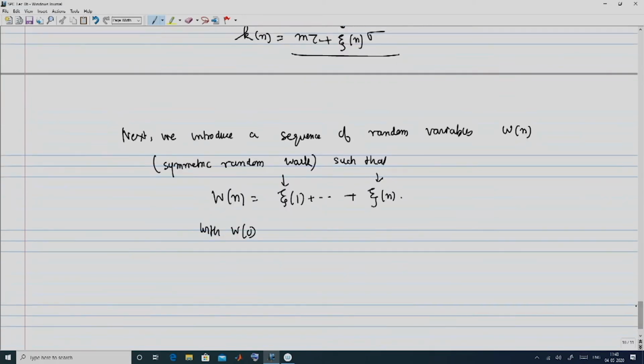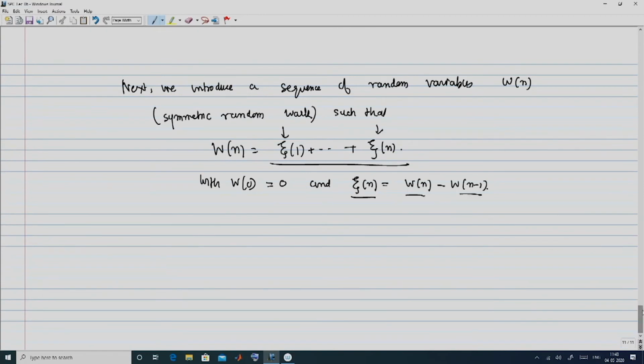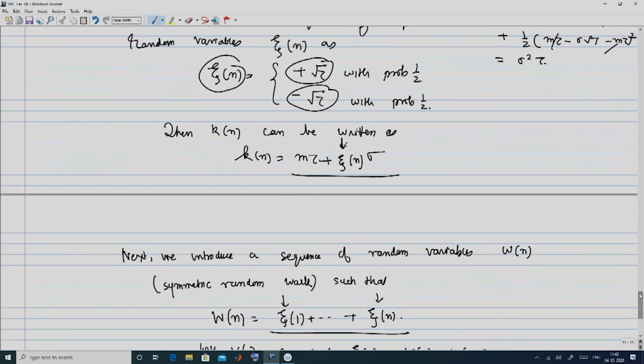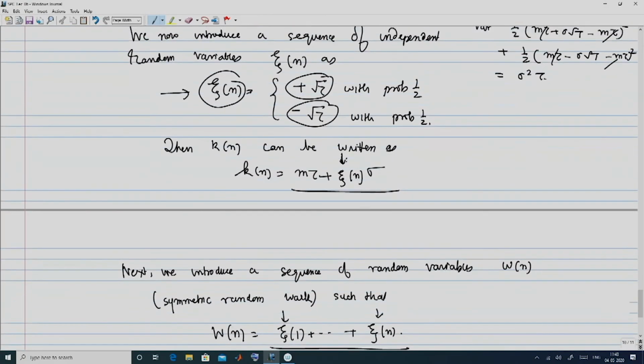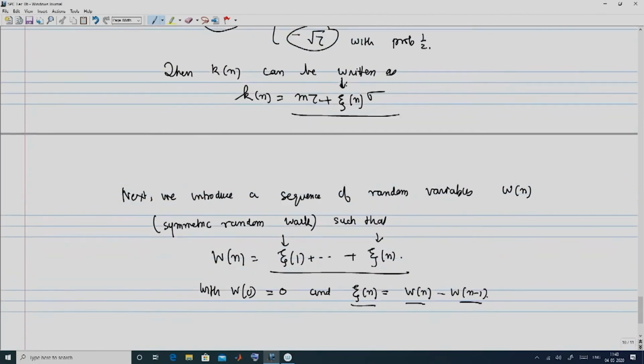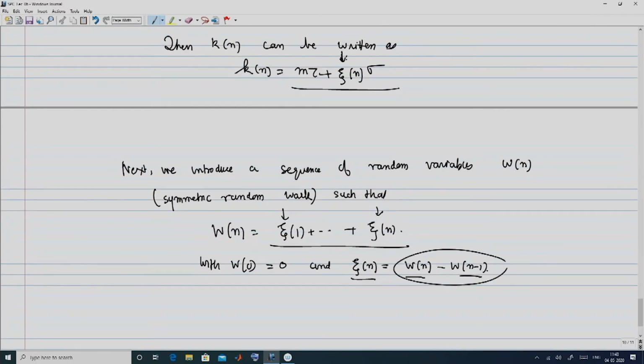So, here W0 is going to be 0 and xi of n, I can write this as W of n, which is the sum of xi's up to n, minus W n minus 1, which is the sum of xi's up to n minus 1, leaving only this xi of n. So, now I have found an equivalent representation of this random variable xi n, and I am calling this my difference between W n minus W n minus 1.